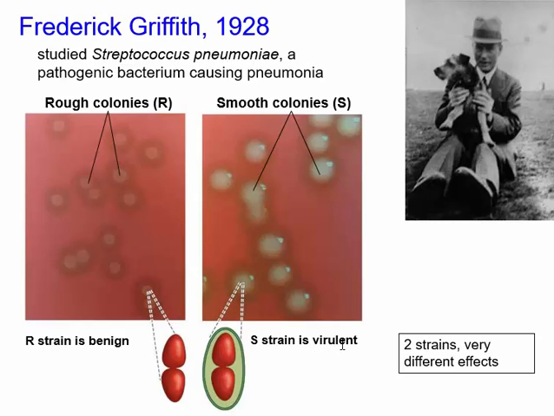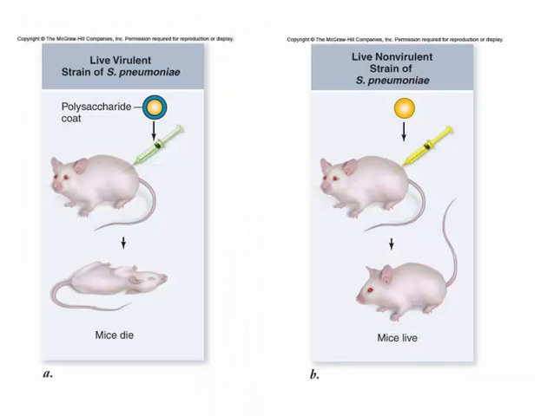This S strain was highly virulent, so if you put it into an animal, it will cause mortality, whereas the R strain is benign. So that's really important here. So let's see how that works.